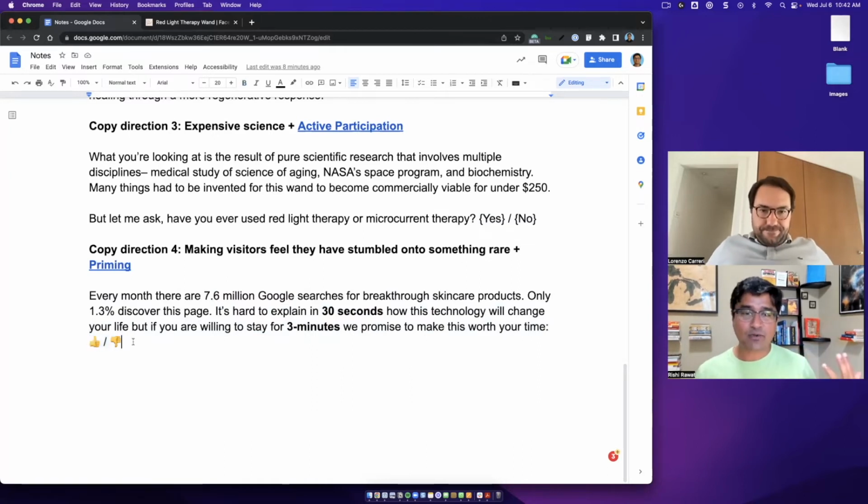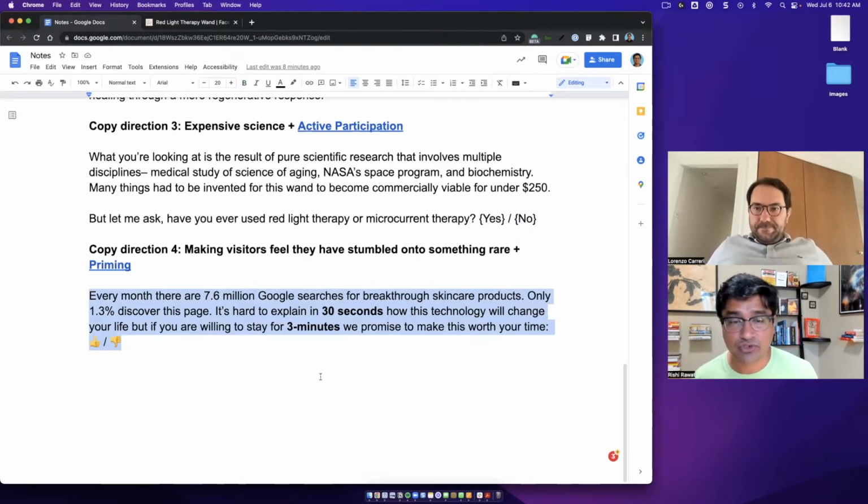But what they have done by doing that is they've actually sent a signal to themselves that says, I think spending 3 minutes to figure this out is important. And my bet is that more people will spend time on the page and thus they will convert.